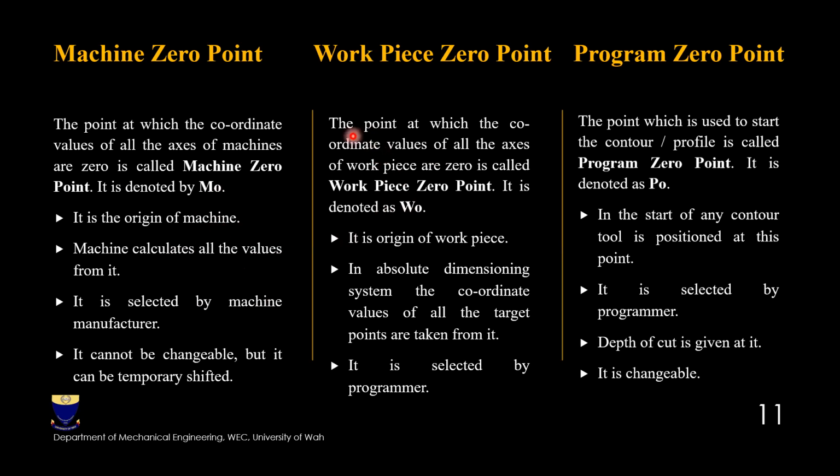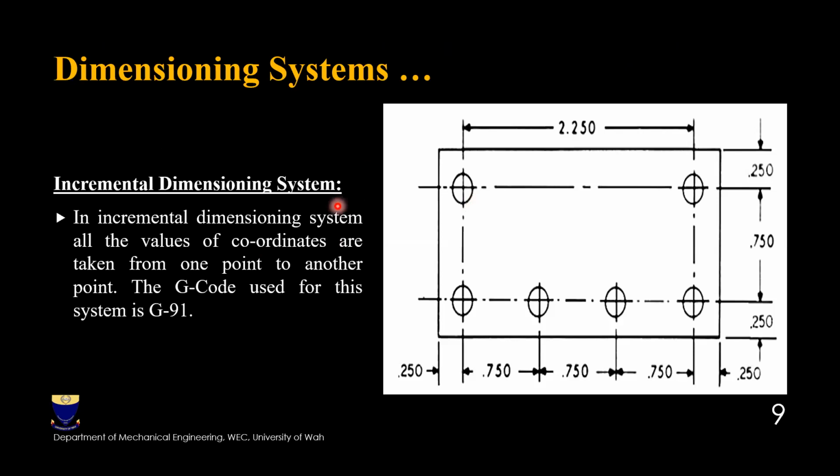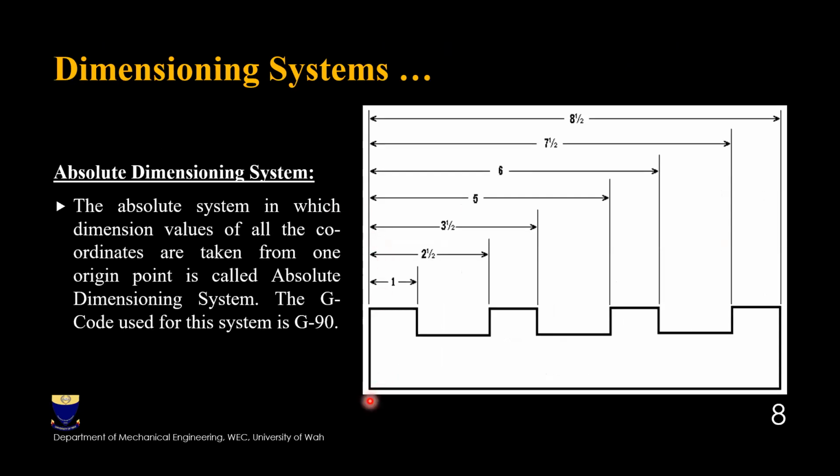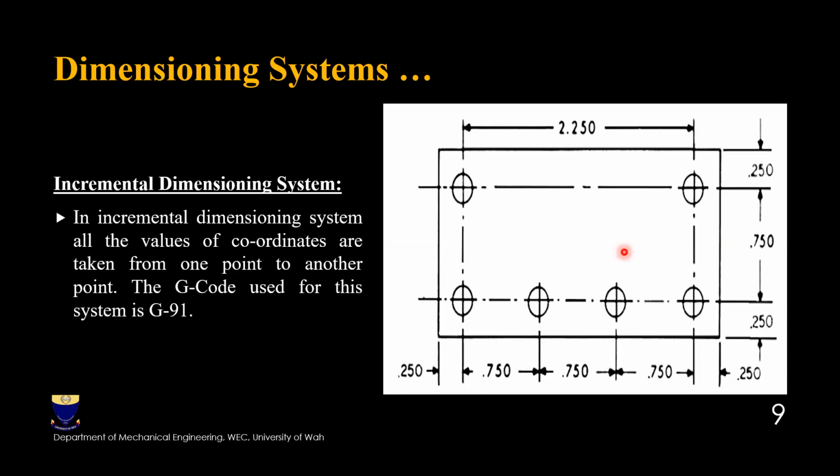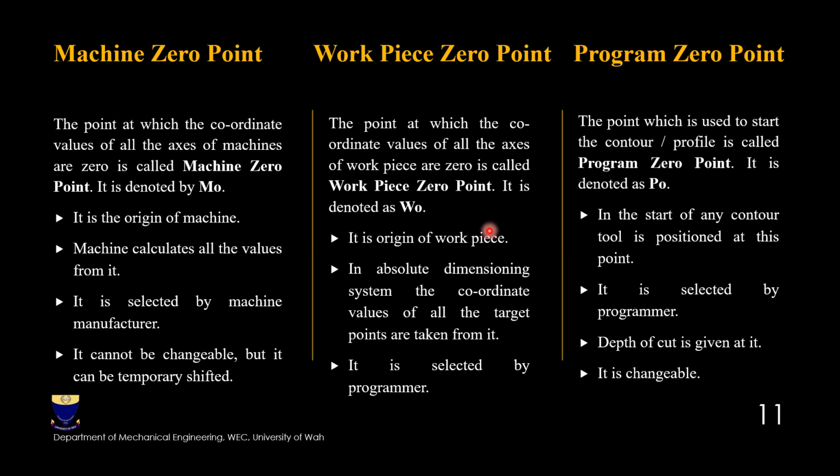Work 0 point: the point at which the coordinate values of all the axes of workpiece are 0 is called work 0 point. It is denoted by w naught, as we have discussed in detail in incremental and absolute dimensioning system. This is the work 0 point, and program 0 point and machine 0 point could be here or here or here. It can be of your own choice. It is the origin of the workpiece, work 0 point. In absolute dimensioning system, the coordinate values of all the target points are taken from it. It is selected by the programmer.